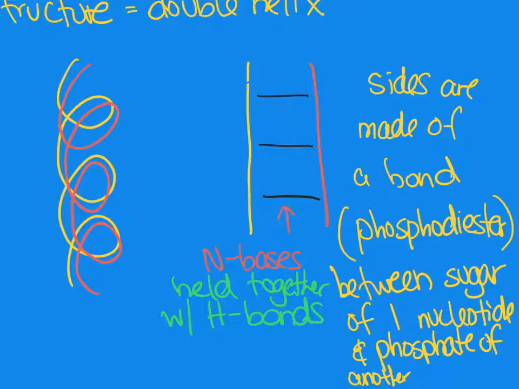Why do you think that would be a good thing? When we go to make a copy of our DNA, perfect, we can break it open and it doesn't take a lot of energy. So the sides are made of the sugar and the phosphate, and they're held together with those really strong phosphodiester bonds. The center, those nitrogenous bases, are held together with those relatively weak hydrogen bonds.